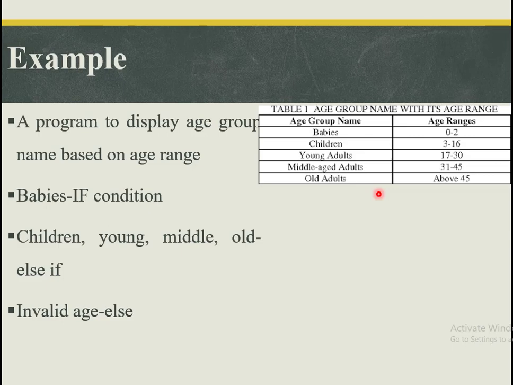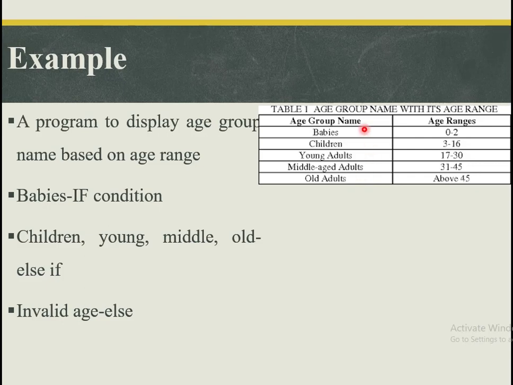Let's take an example here. It's a program that's supposed to help us display the age group name on the basis of the age range. So by this we mean that if a user falls within the range of 0 to 2 years, we qualify that person to be under babies. If someone qualifies to be between 3 and 16 years, they will be children. 17 to 30, young adults. 31 to 45, middle-aged adults. Above 45, going to be old adults.